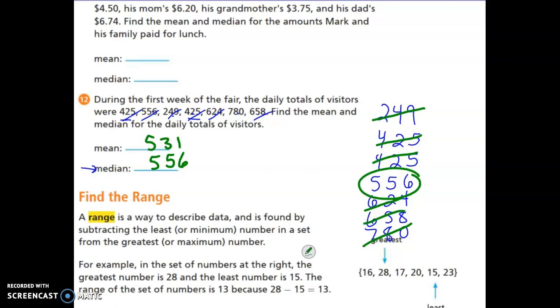Notice how those numbers are different. They both are kind of in the middle, but they are very different. So depending on what you're trying to show as a statistician or a scientist or a mathematician, you might want to use the mean in your data, or you might want to use the median, or you might want to consider both of them.